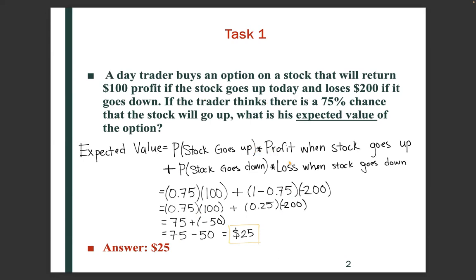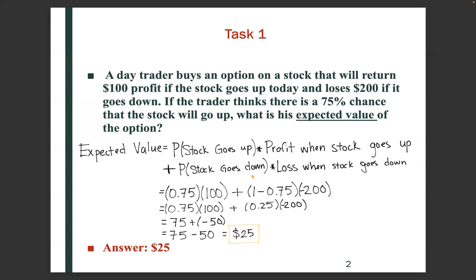and multiply that by the profit when the stock goes up. And then we'll add that to the probability that the stock goes down times the loss when the stock goes down. So we'll just plug and chug. The probability that the stock goes up is 0.75. It says it right here. There's a 75% chance that the stock will go up. So that's 0.75. And the profit when the stock goes up is 100. It says so right here. A day trader buys an option on a stock that will return $100 profit if the stock goes up. So we'll do 0.75 times 100 plus.